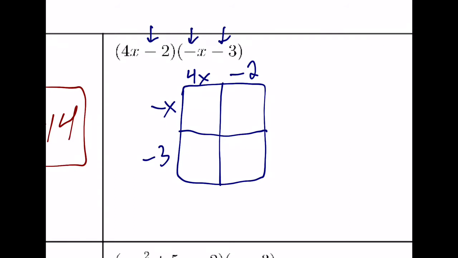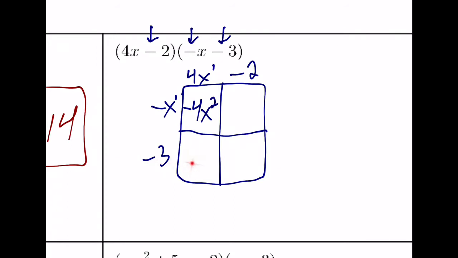So the first thing I do is negative x times 4x. I can start with the numbers, negative 1 times 4, which gives me negative 4. And then I kind of count up how many x's I have. Well, this is x to the first, and this is x to the first. So I have 2 of them. So this becomes x squared.